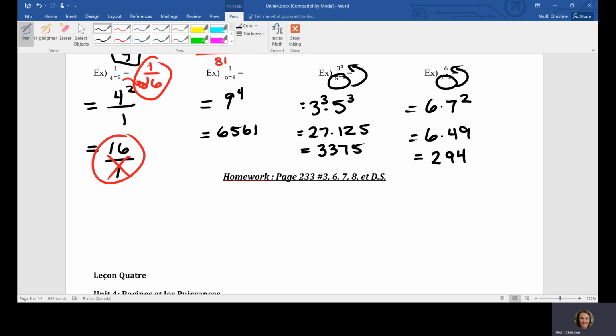OK? Ça va? Oui, oui. Si tu veux, if it helps you get the question correct, you can do that. But just know, mathematicians in their grave would be rolling over. They hate it. OK?